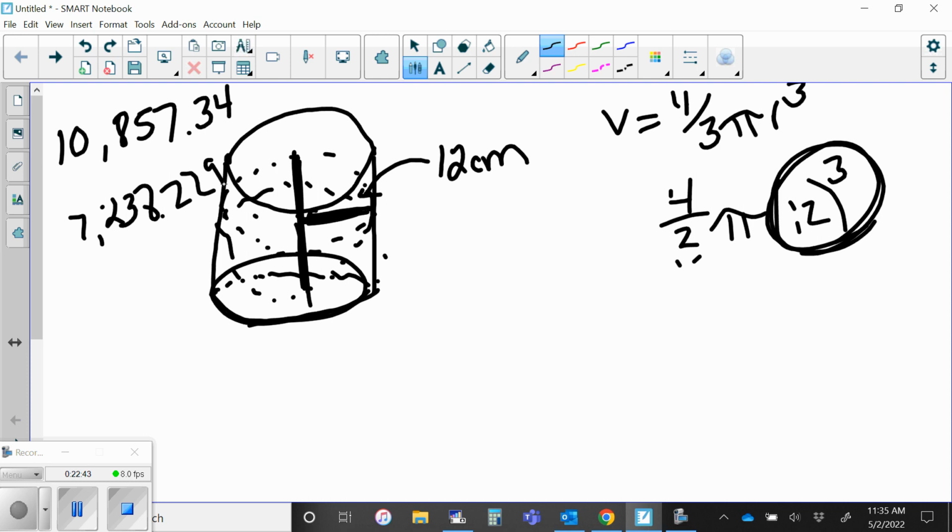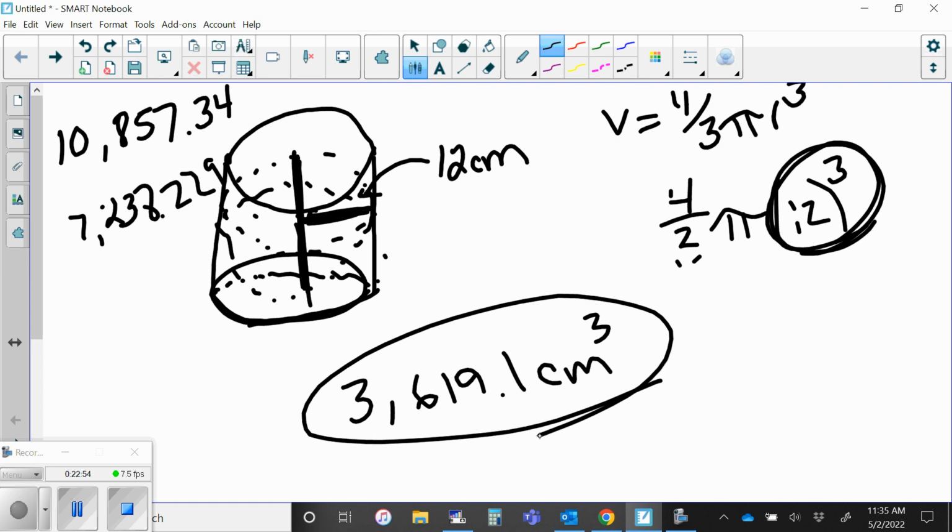And when you do that, you should get about an answer of 3,619.1 centimeters cubed. That's the volume. That's the volume that's left over for the tennis balls. It's like you could play bowling with the thing. Does this make sense? All right.